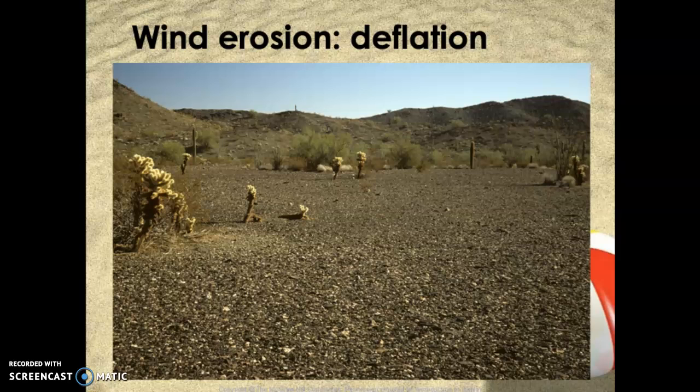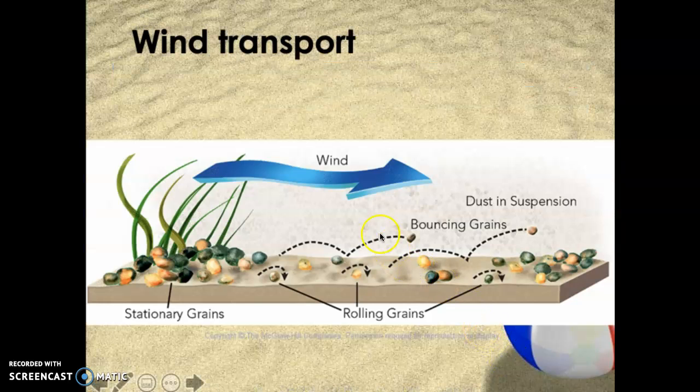The wind is really good at moving small stuff, but it's not very effective at moving large materials. So what can happen over time is that the wind can move away the dust. Remember from running water, we had the suspended load and the bed load? Well, the wind has a suspended load and a bed load as well. The suspended load is what we call dust. It is material the size of silt and clay.